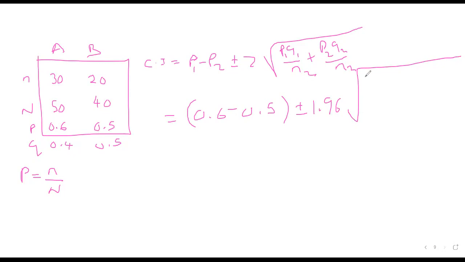Then our P1 is 0.6 and our Q1 is 0.4 over the big sample size N, not the small sample size, the population size. So here it is over 50, plus P2 Q2, where P2 is 0.5, over the sample size, the bigger one, which is 40. Then the rest is just mathematical calculation.